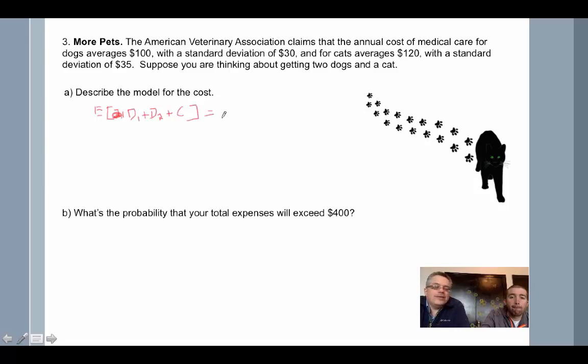So the expected value would be the same, but the standard deviation would be different that way. All right. So it's going to be your $100 plus $100 plus $120, which is $320.